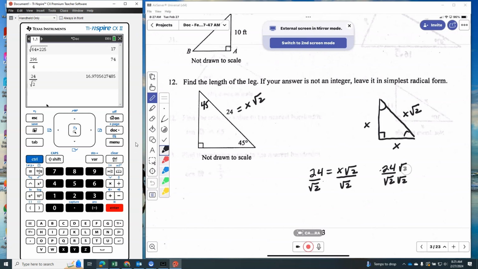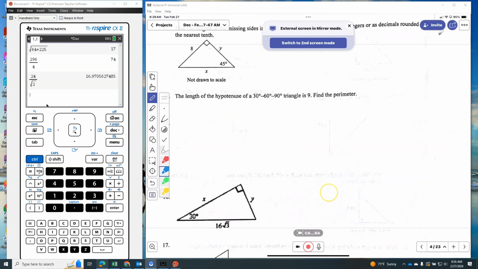What I'm doing here is I'm simplifying. So square root of 2 times square root of 2 is square root of 4. And it's 24 square root of 2. You got to follow me. So the square root of 4 is 2. So 24 divided by 2 is 12. So each side will have to be 12 times the square root of 2. This will have to be 12 times the square root of 2.